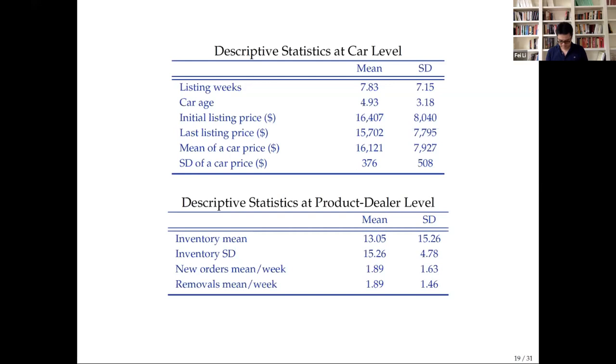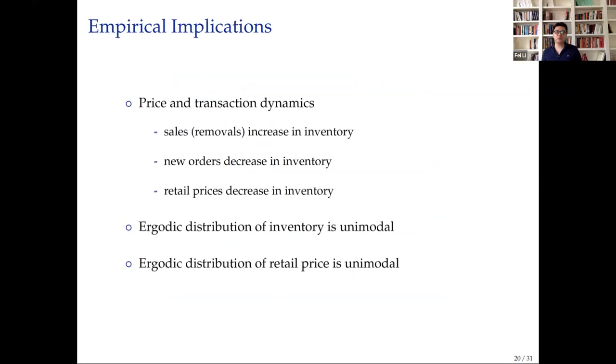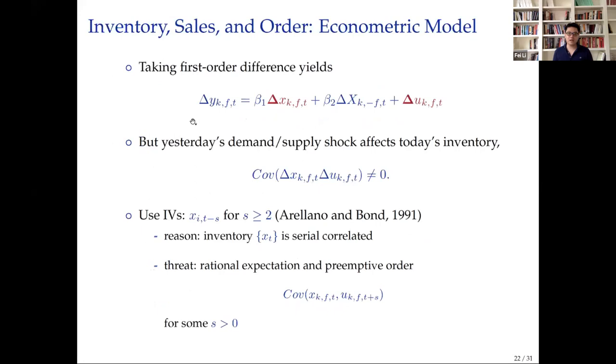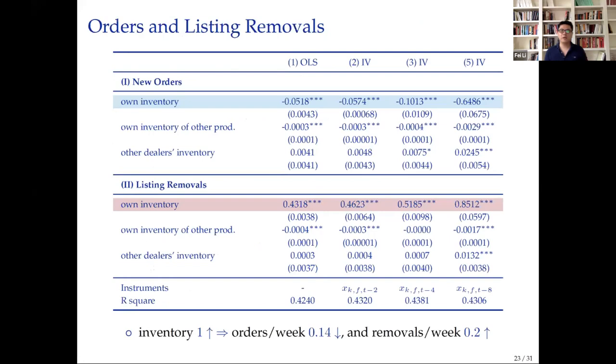We want to test whether inventory change will affect sales probability, order probability, and retail price. Unfortunately, we don't see the wholesale price. We also want to see the long-term distribution of the inventory and retail price, whether they are unimodal or not. So we run some simple regressions, looking at the inventory of some product at some time, with some other controls, to see how that affects your purchases and sales. Because I don't have time, I can't show it all, but there is some endogeneity concern. Roughly speaking, the coefficients support our theory.